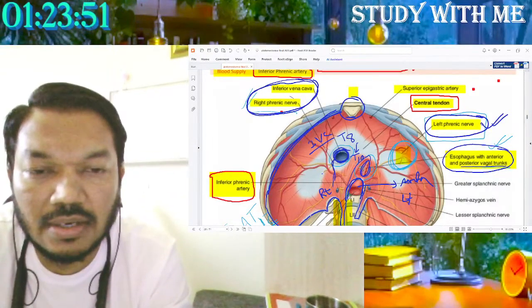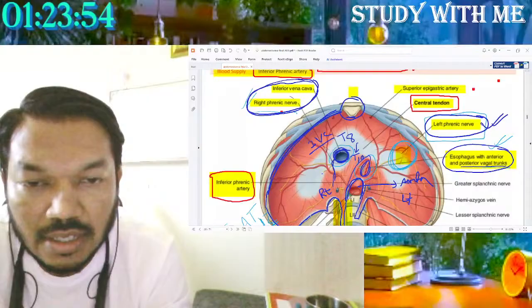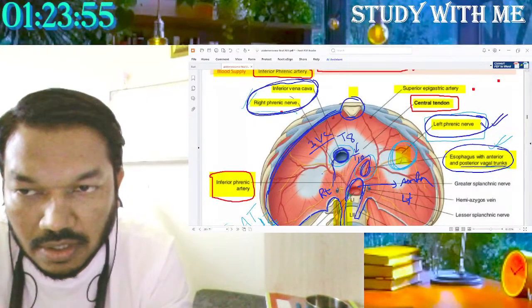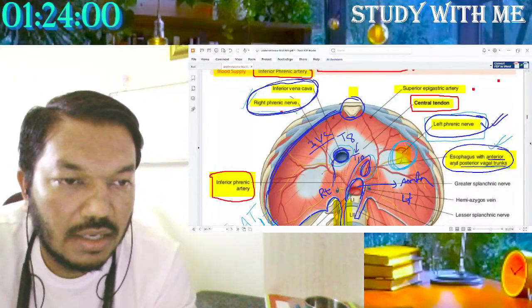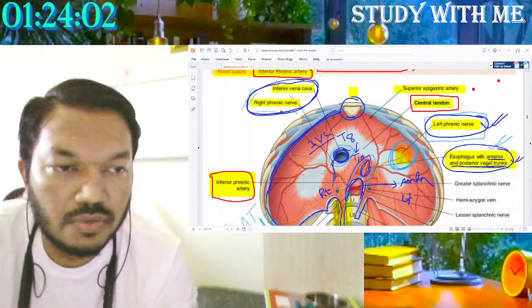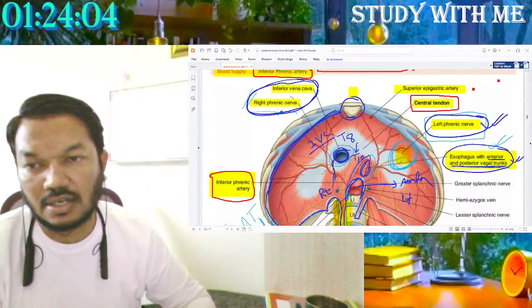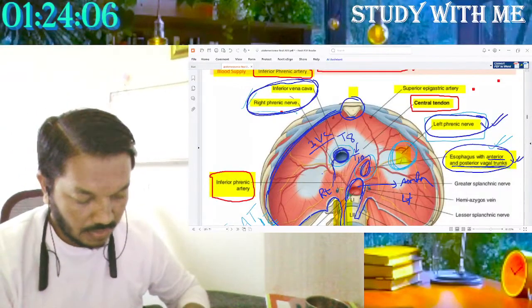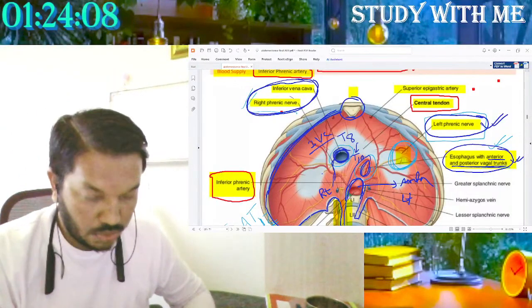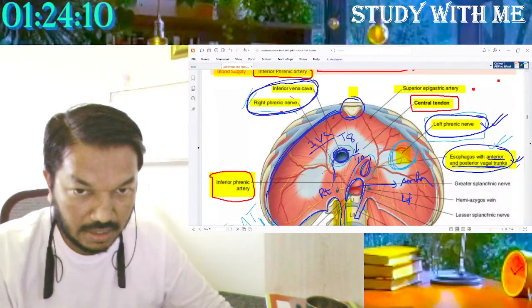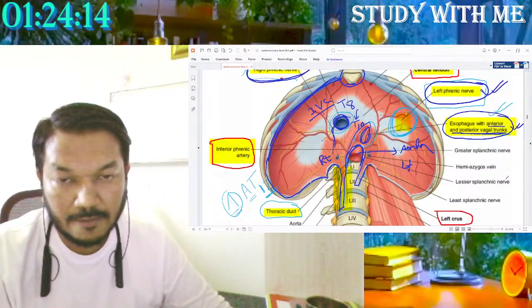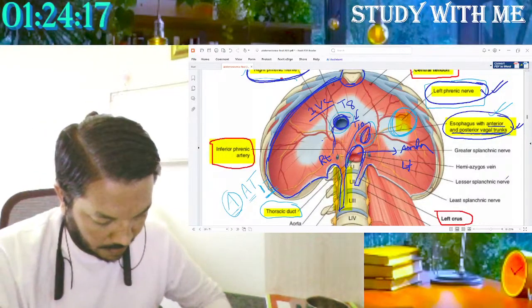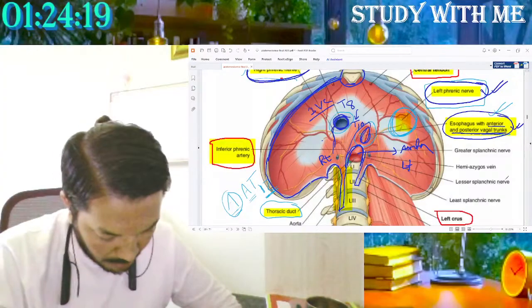This is the esophageal opening. It remains in the right crus of the diaphragm and it has the esophagus with anterior and posterior vagal trunk. Okay. And then come to the last opening, that is the aortic opening at T12. After T12, which vertebra?